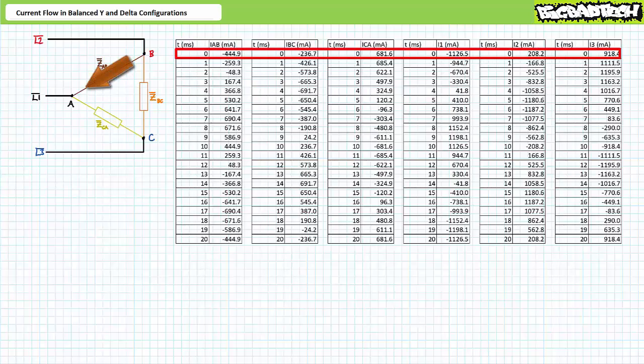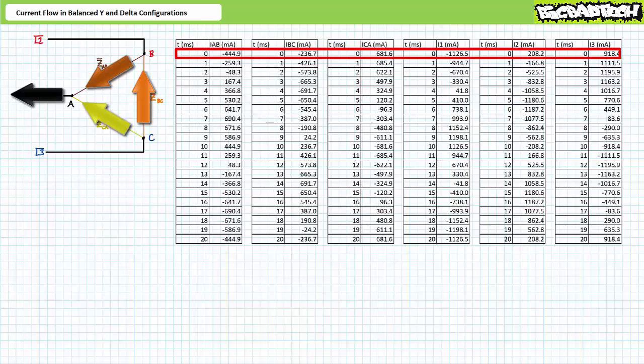At t equals 0 milliseconds, negative 444.9 milliamperes travels through impedance element ZAB from A to B, where the negative sign really means positive 444.9 milliamperes of current actually travels B to A. Negative 236.7 milliamperes of current travels through impedance element ZBC from B to C, where again the negative sign really means positive 236.7 milliamperes of current actually travels C to B. And 681.6 milliamperes of current travels through impedance element ZCA from C to A.